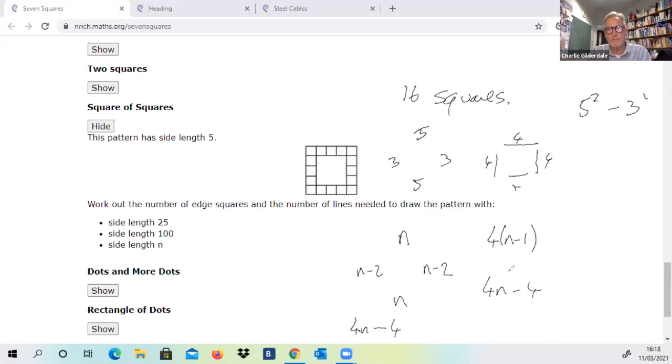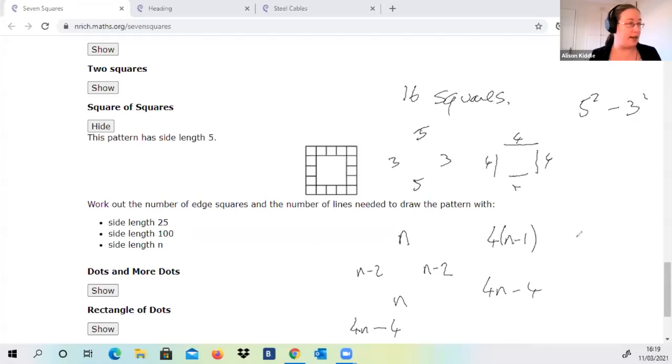Yes. So this is actually rather nice, because it's showing justification for why expanding the bracket of 4 times n minus 1 gives you the answer of 4n minus 4. Yes. It's difficult to say brackets when you're talking, isn't it? There's one last method that we need to look at then, which is the squares method.